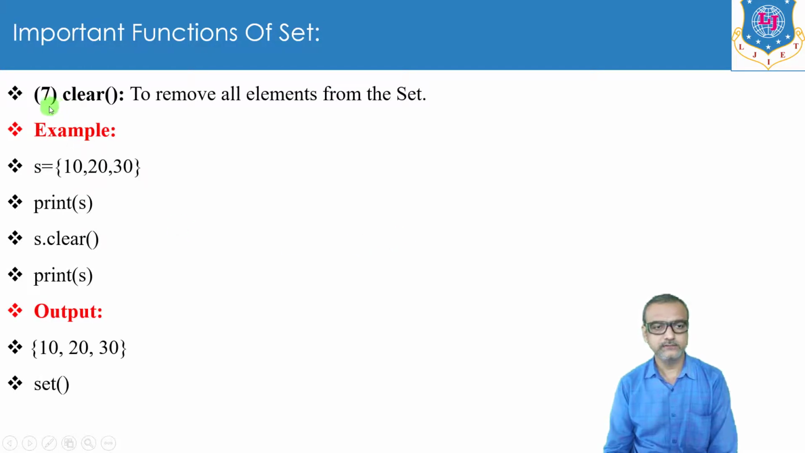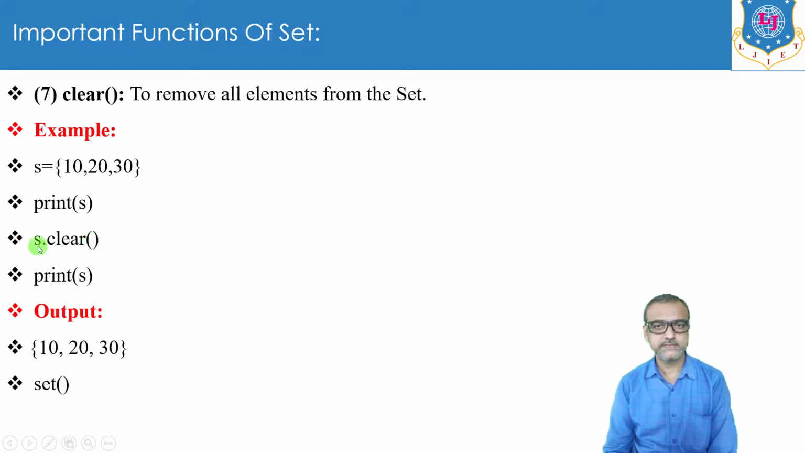Now we have the seventh function, that is the clear function. What will this clear function do? To remove all elements from the set we use the clear function. For example, we have created set S by taking 3 elements, and these elements are 10, 20 and 30. So print of S will give us all the elements of set S, that is 10, 20, 30.